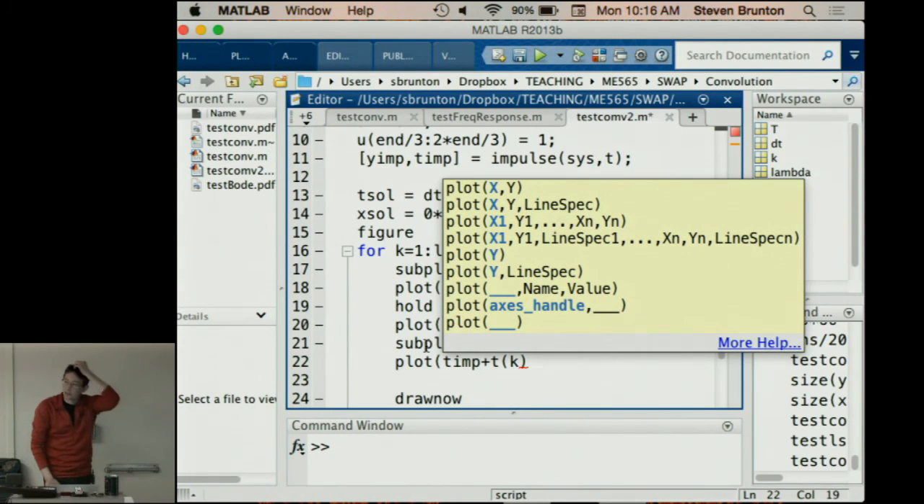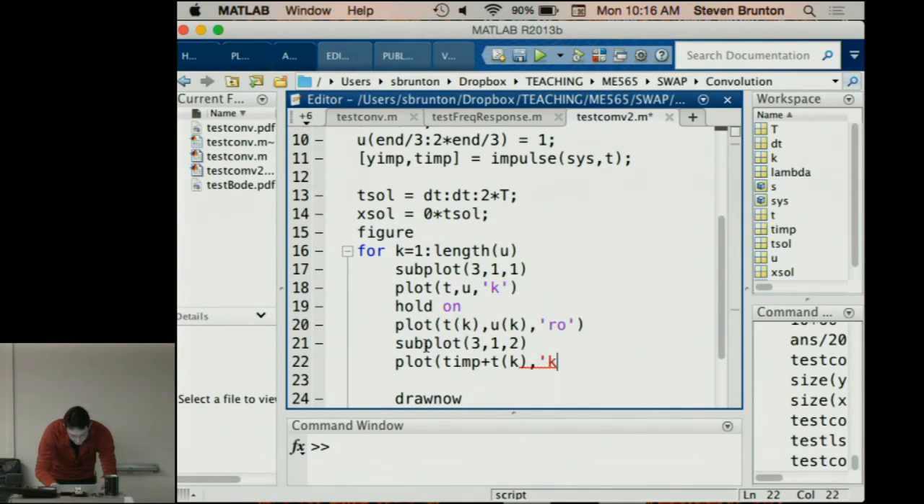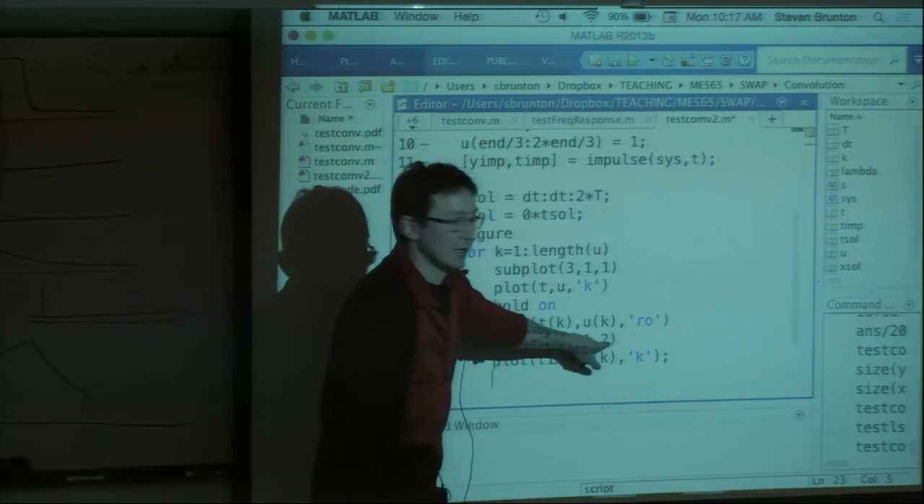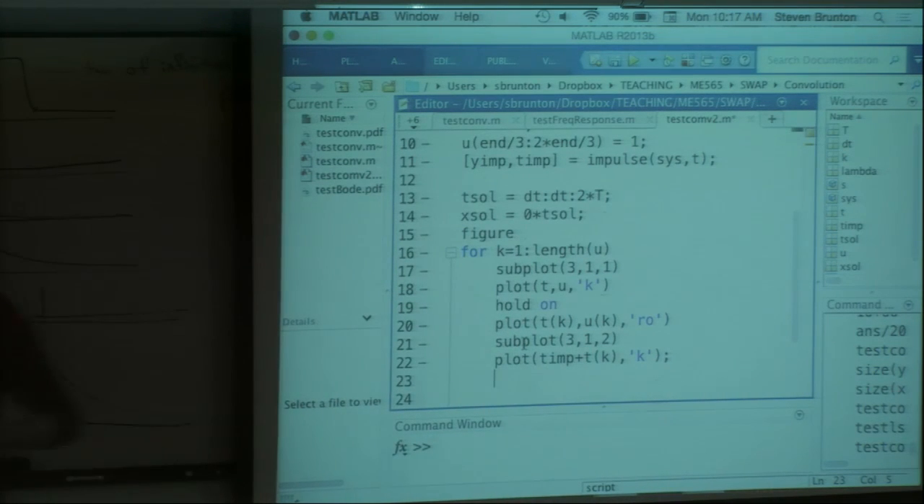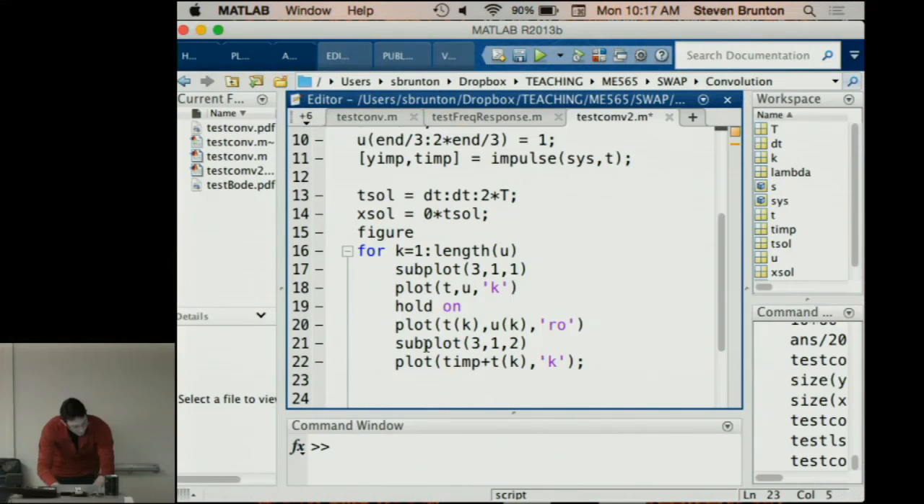If I was really clever, I probably would have named one of these variables tau, but I think I would get confused. So one of these variables is tau. The other one's t. And I'm going to plot this in k. Okay, good. And then the last thing I need to do in my last subplot, I need to actually add up this impulse response to my solution. So now x solution from k to k minus 1 plus length of t.